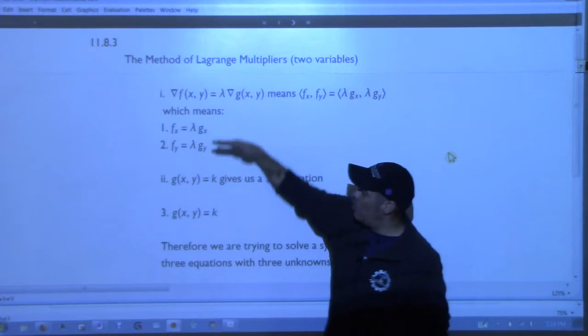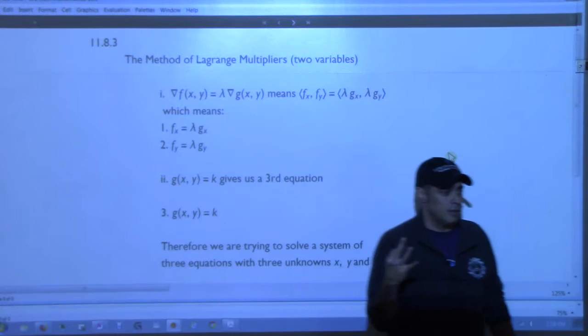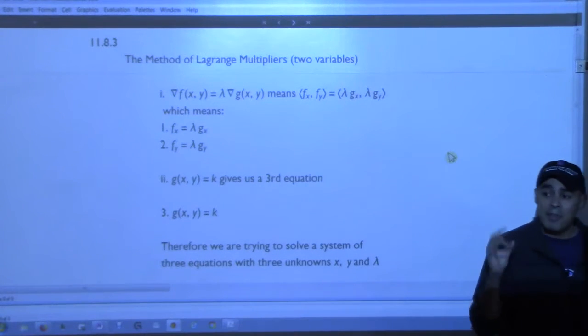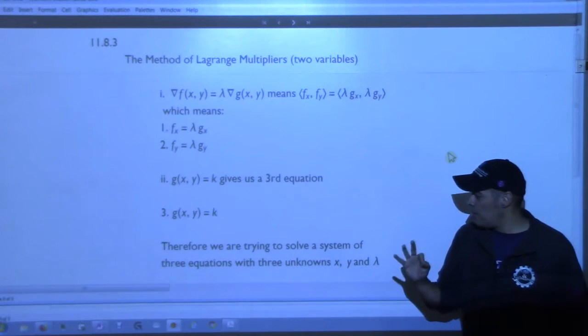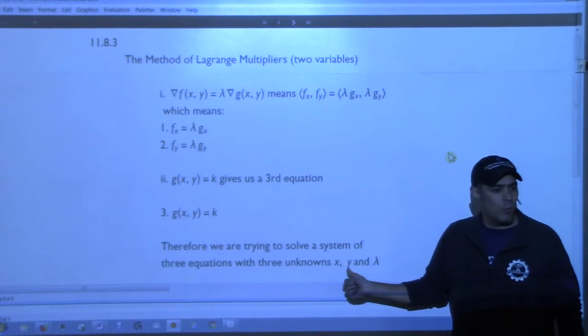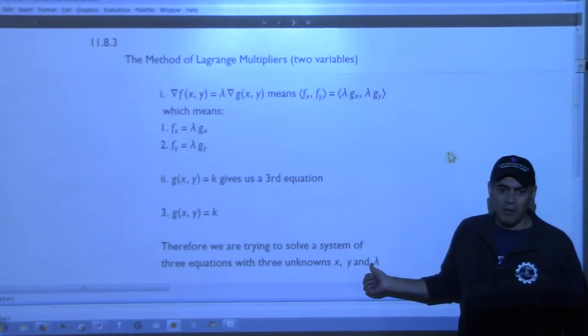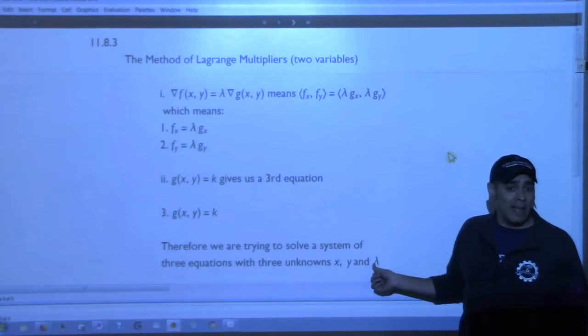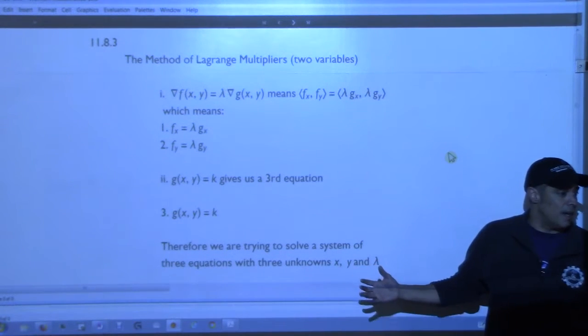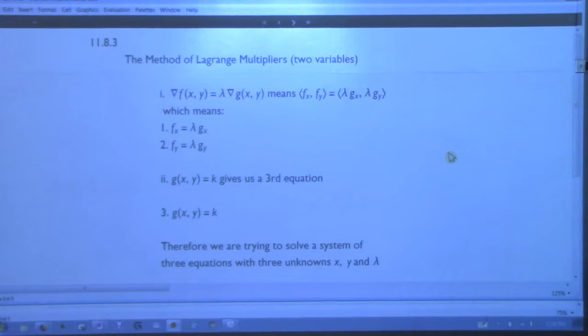So if you notice from this, we'll have three equations, and we'll have three unknowns. The three unknowns are x, y, and lambda. Those are the things we don't know. I don't know what x is, what y is, and what lambda is that make all three of these true at the same time. So we're solving a system of equations.